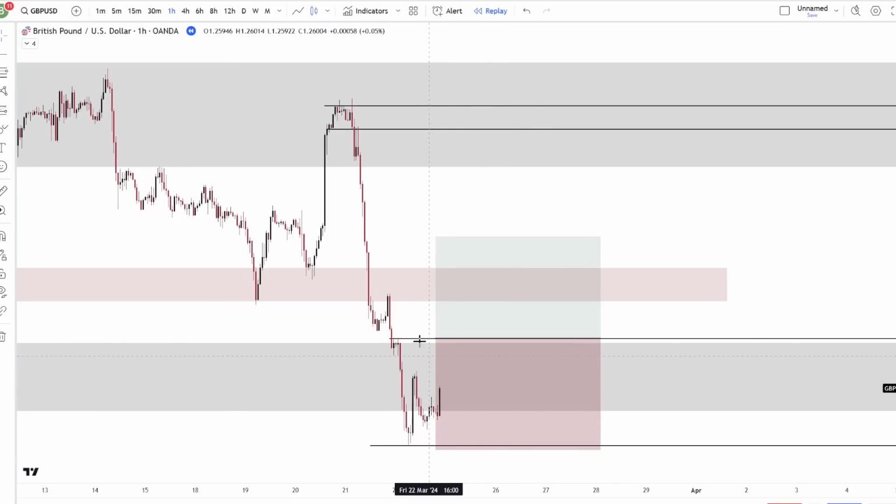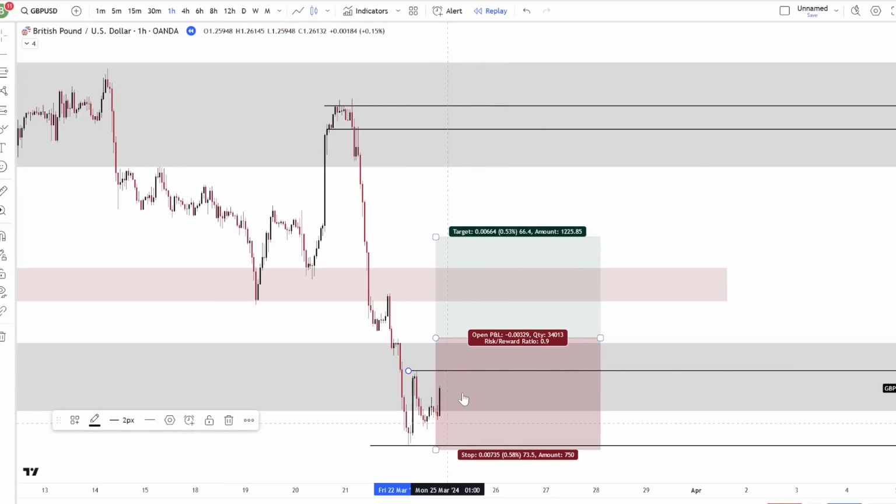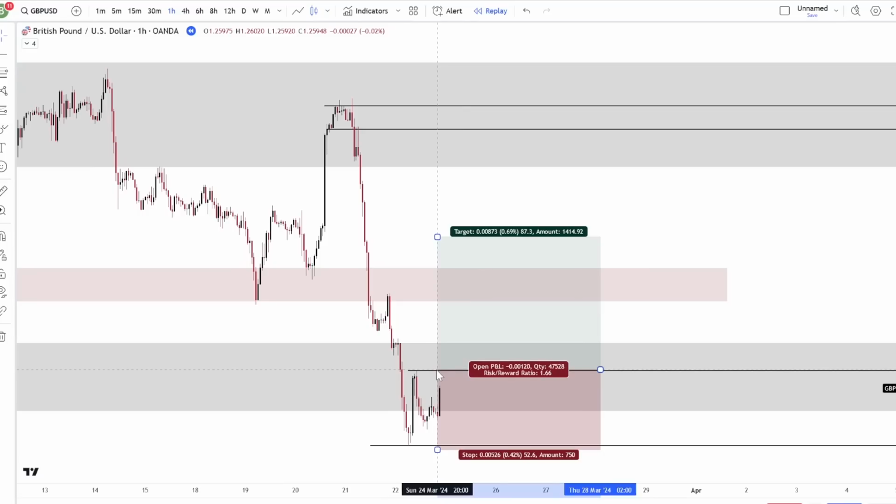Another range is formed. So when another range is formed, now you can shift your entry point. So now your entry point can be right here, your stop loss here, and this makes it better. Now you can go for a clear 1-to-1.